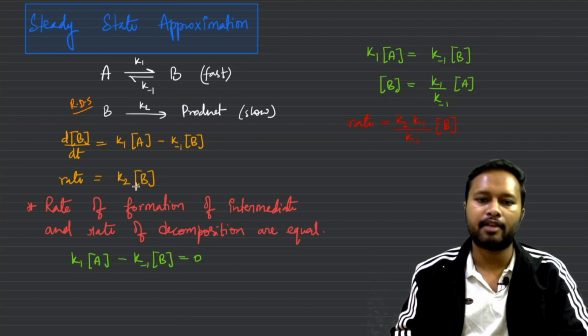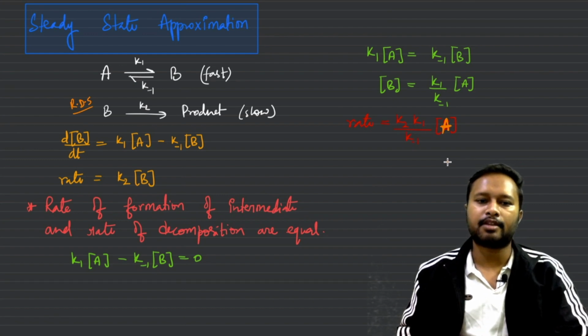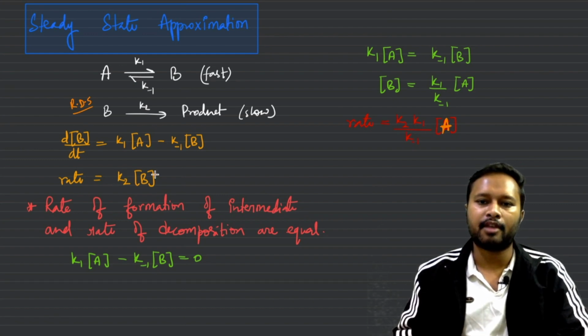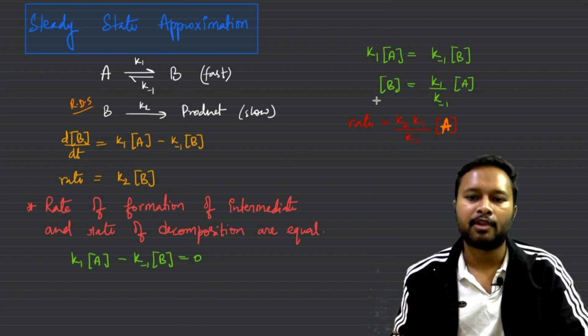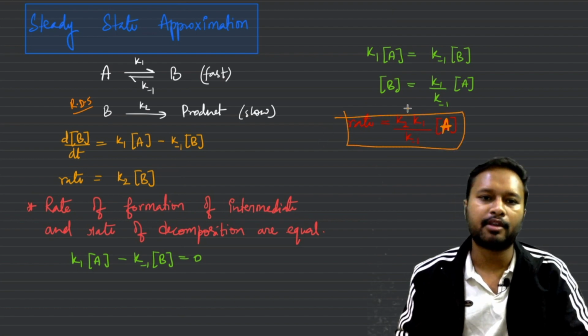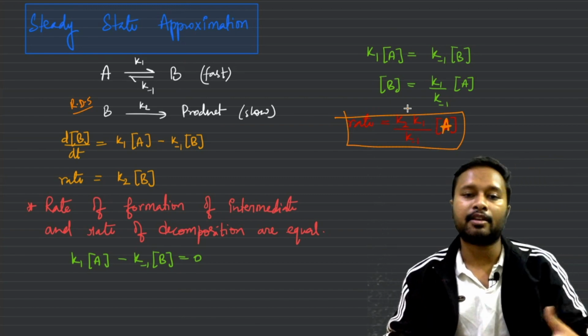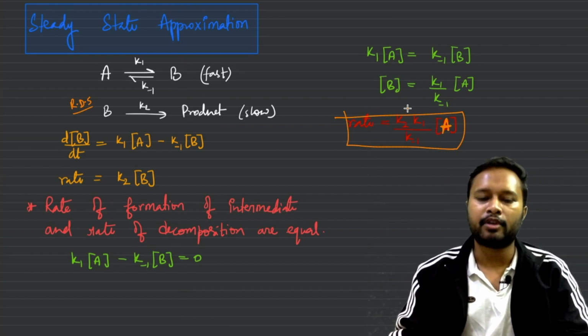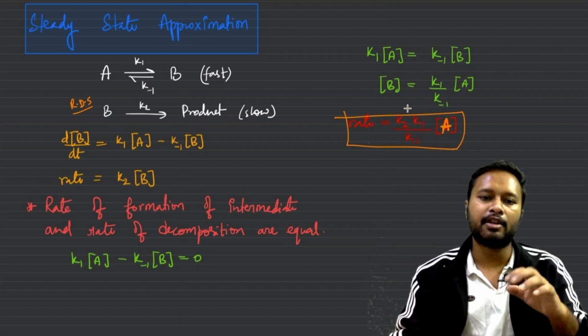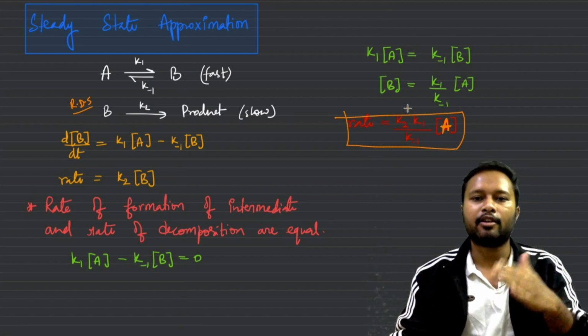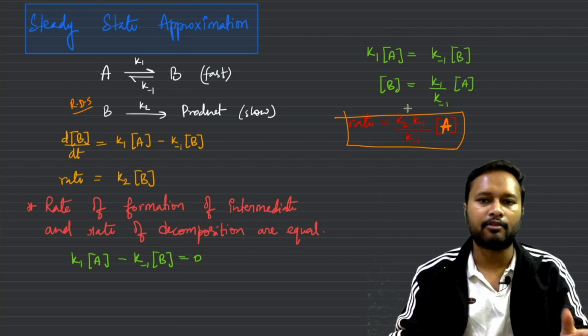Now for the rate, just put the value of B over here. I should have written A here, it should have been A. So you have just substituted the value of the concentration of B here, so it became K2 K1 upon K minus 1 into A. Okay, so that's the final rate of reaction according to the steady state approximation. Steady state approximation can be applied in many reactions. If the reaction is multi-step, you just have to set it up such that for the reaction intermediate, the rate of formation and rate of decomposition should be equal.